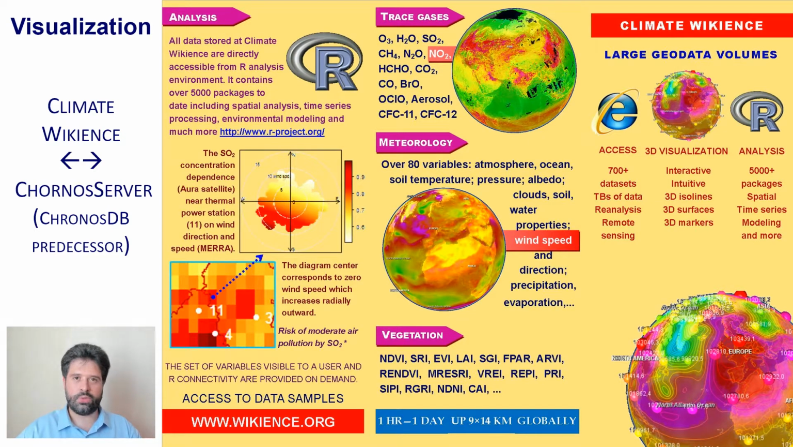Visualization is crucial for data understanding. As an example, consider Climate Weekends, a free software for fast 3D visualization and analysis. Climate Weekends retrieves data from Kronos Server, a predecessor of Kronos DB. Kronos Server is an example of a system for high-performance data dissemination using custom networking protocols.